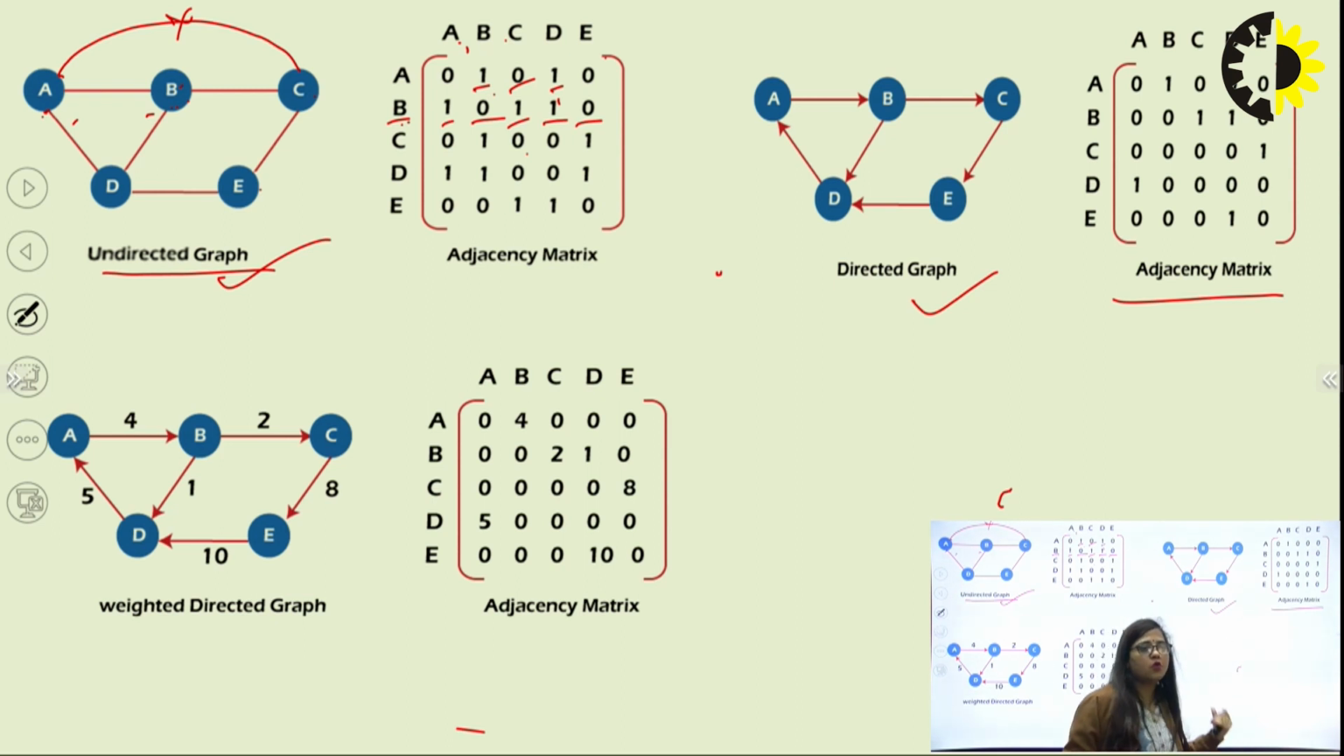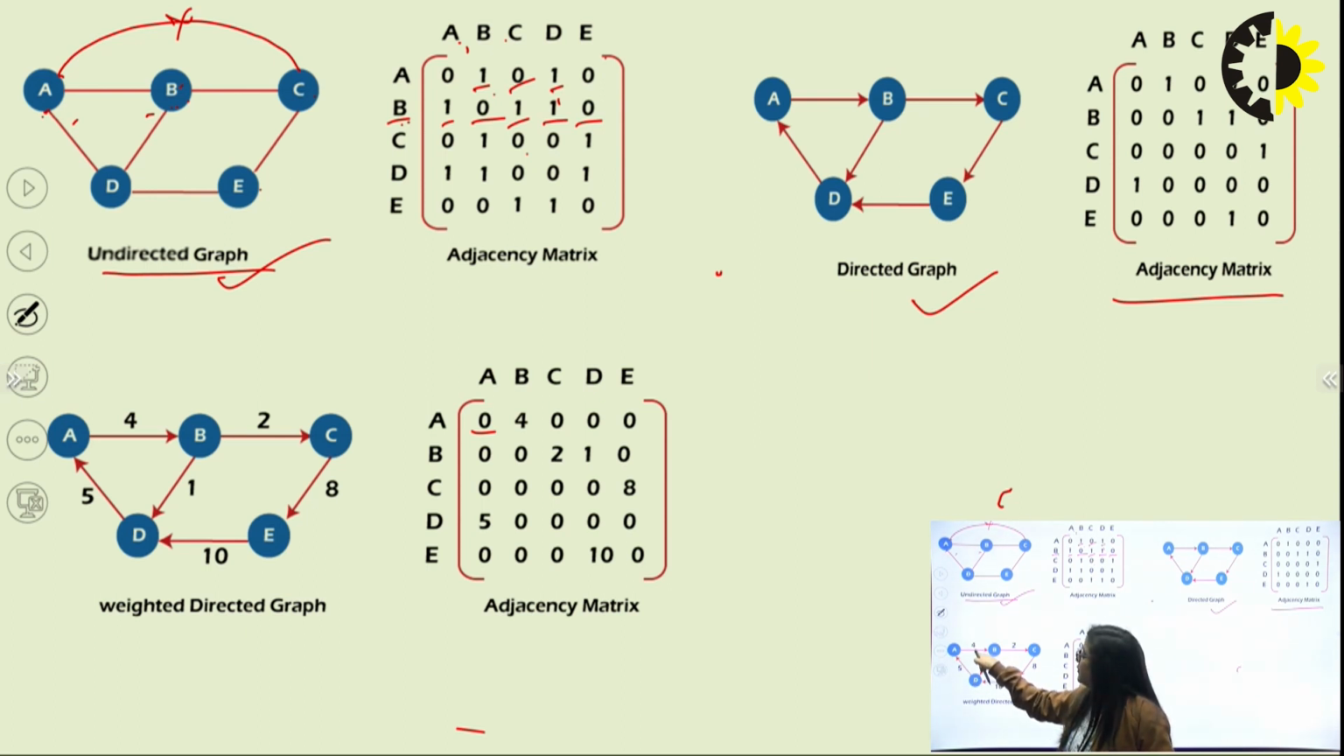Got it? So the next point is the weighted directed graph. In a weighted directed graph, edges have some weight, called the weight of the edge. So here we put not only 0 or 1, we put the weight of this direction. Suppose we take an example: A to A, can you reach A from A? No, so it is 0. And now check A to B, yes, you can move A to B.